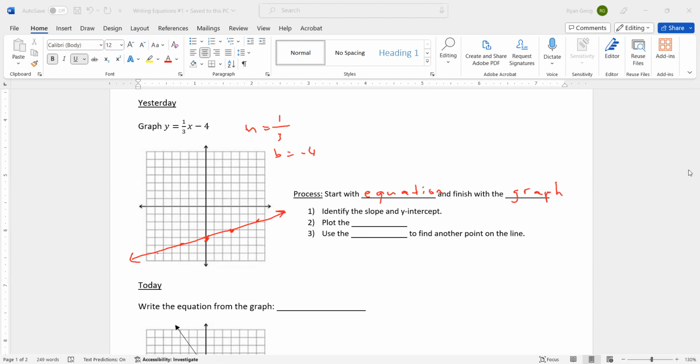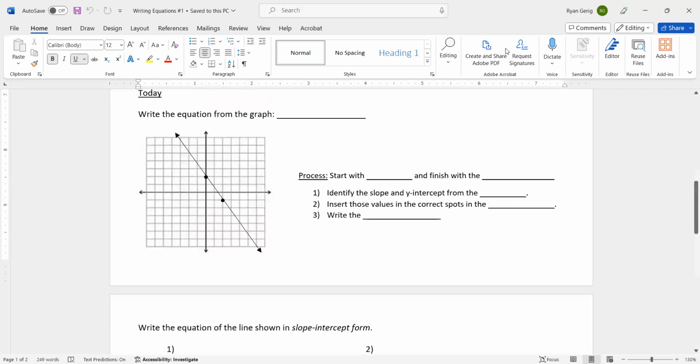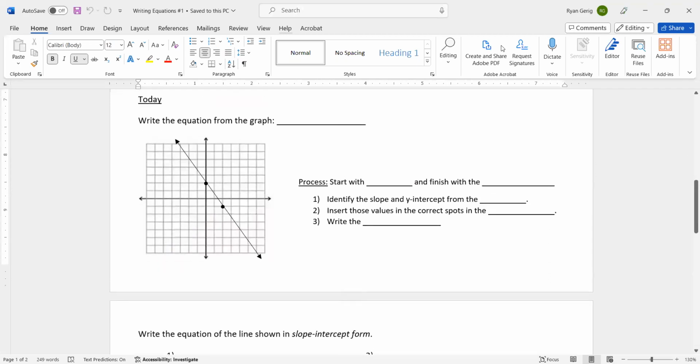How we did that was we identified the slope and y-intercept. That's what we just did here and here. We plot the y-intercept, the b value, and then we use the slope to find another point on the line. Today, we're working backwards. Today, we're going to write the equation from the graph. So I'll go down to the process first. We start with the graph and finish with the equation.